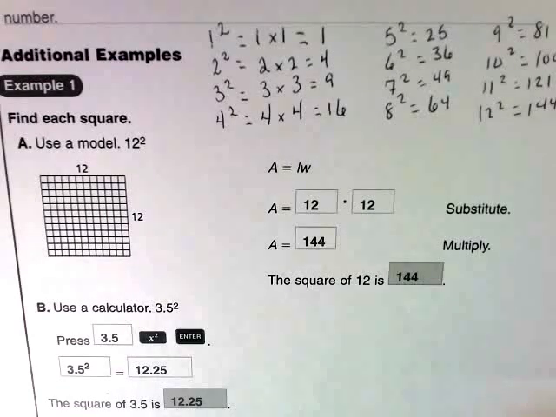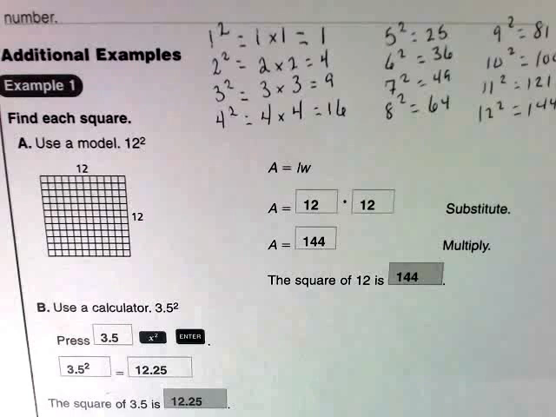Now, in the B question, I'm taking 3.5 and squaring it. Because I would have a hard time drawing 3.5 squared, or at least it would take me longer, what they do here is they go for the actual calculator method. So on your calculator, using the x squared key with 3.5, when you do that, you get 12.25, because 3.5 times 3.5 yields 12.25.